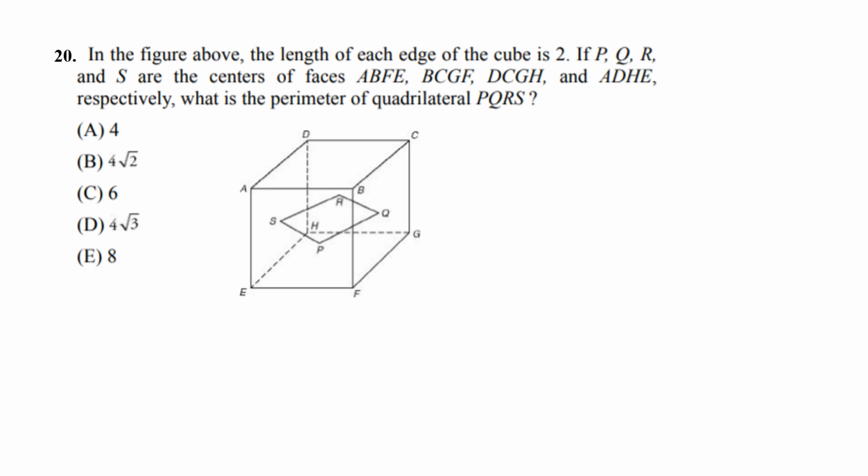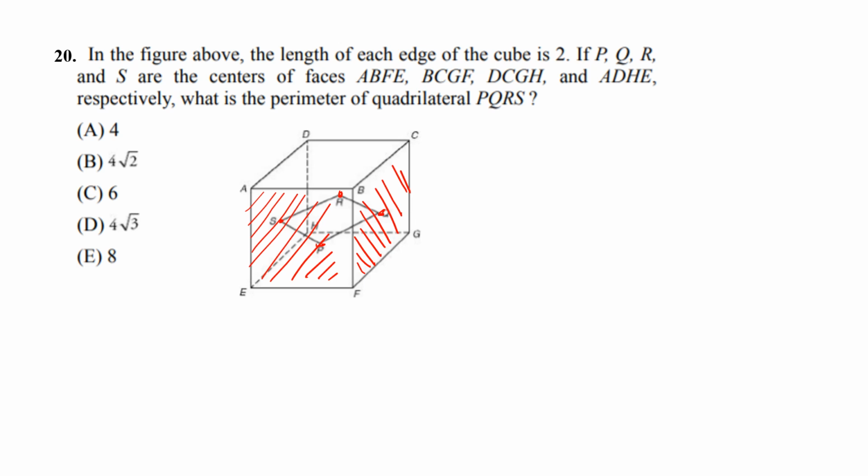In the figure above, in this case it's below, the length of each edge of the cube is 2, so all the edges are the same length. If P, Q, R, and S are the centers of the faces ABFE, BCGF, DCGH, and ADHE respectively, what is the perimeter of quadrilateral PQRS? All right, so we know that this is in the center of this face, this is the center of this face, this is the center of this face, this is the center of that back face. Okay, and it's asking us for the perimeter.